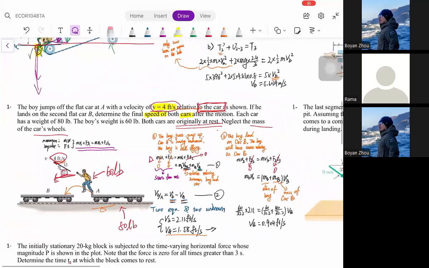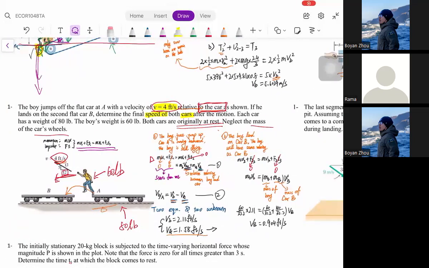Okay, so that is for this question. For this question, we just need to consider the entire question as two scenarios. The first one is the boy just jumped up and he's still flying, not landed. At this moment, car A is moving backward and the boy is moving frontwards. Then we're just going to apply the conservation of momentum and impulse.